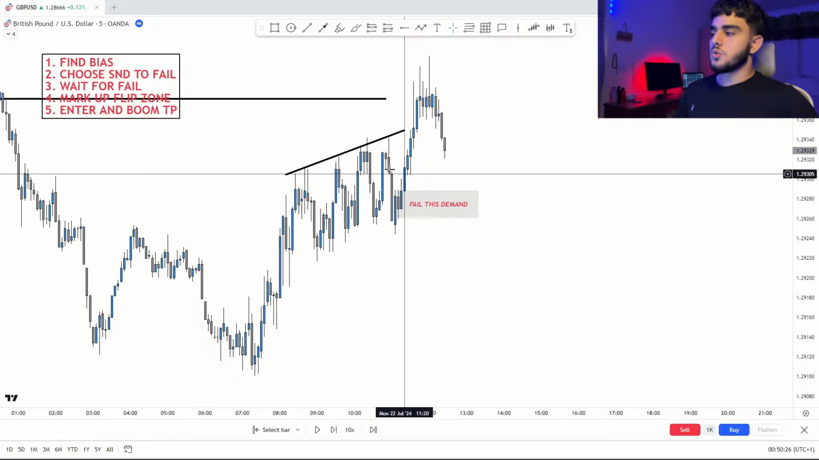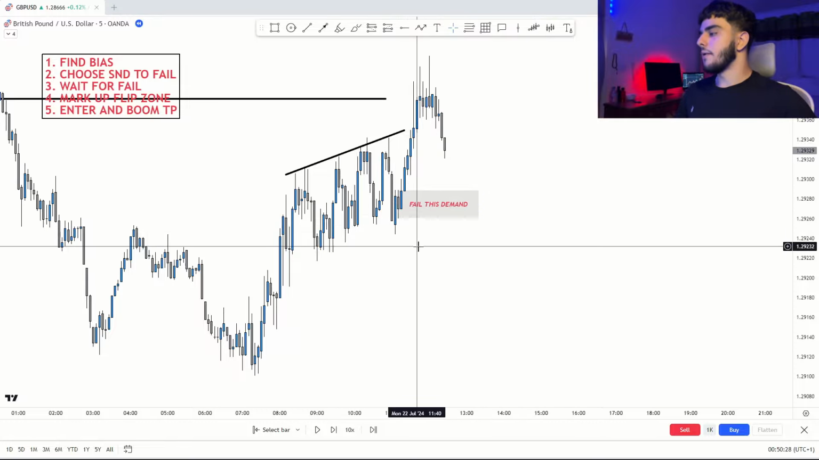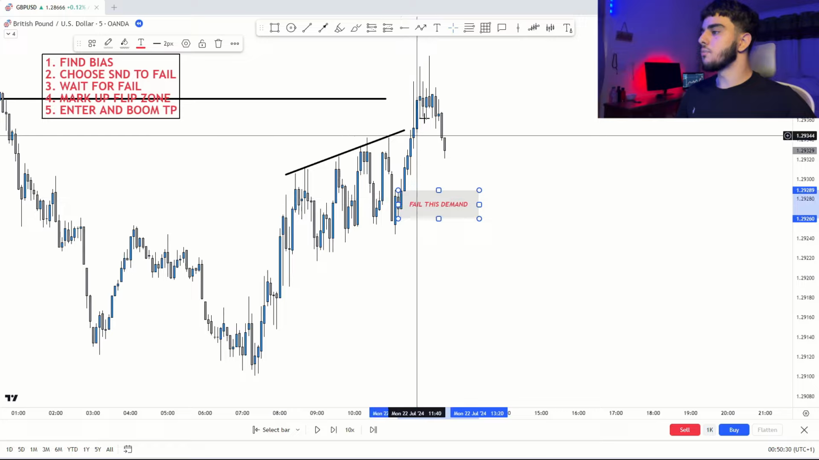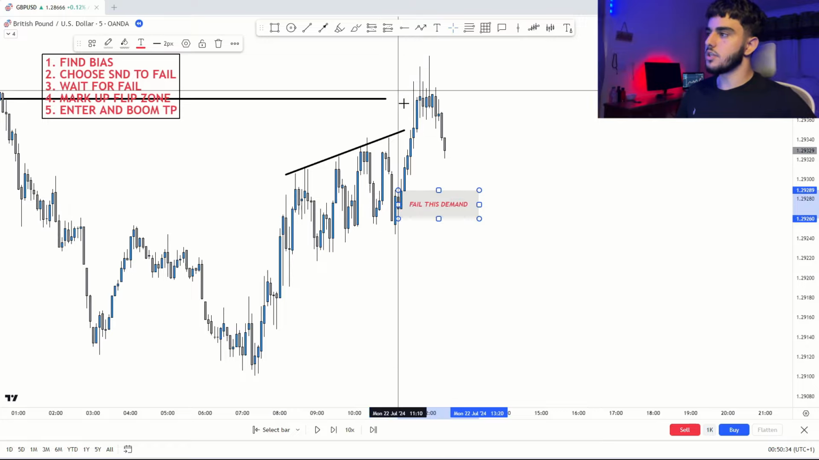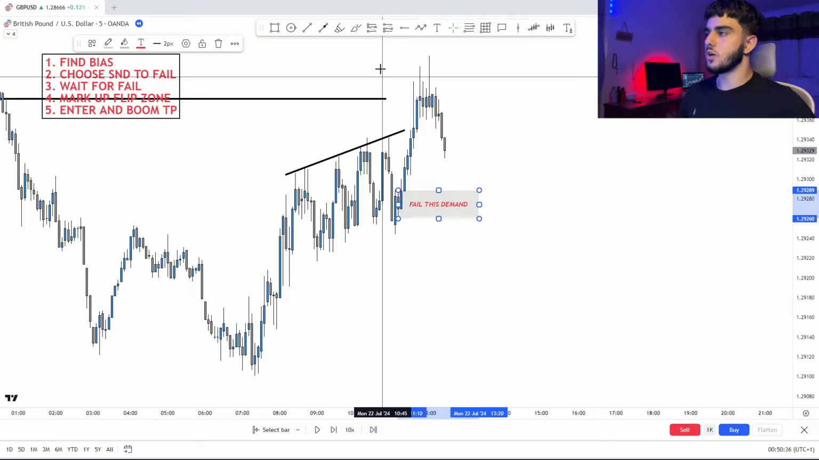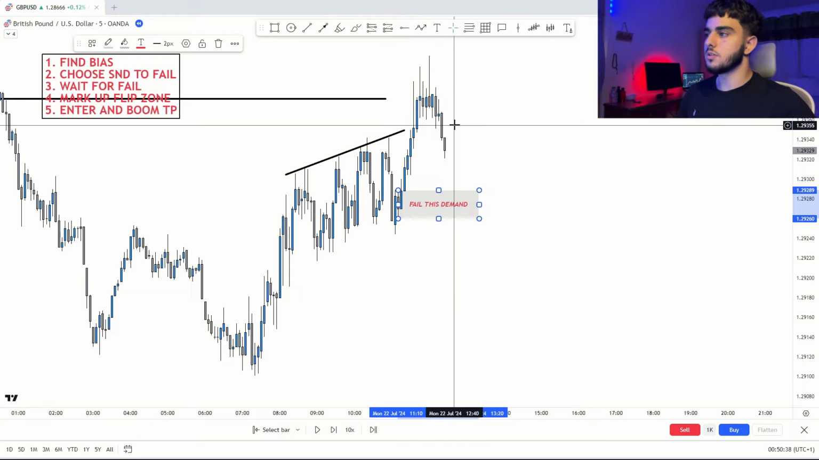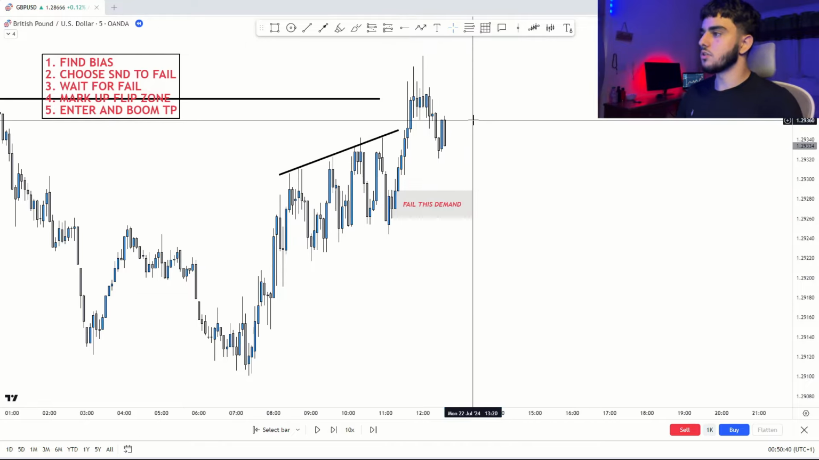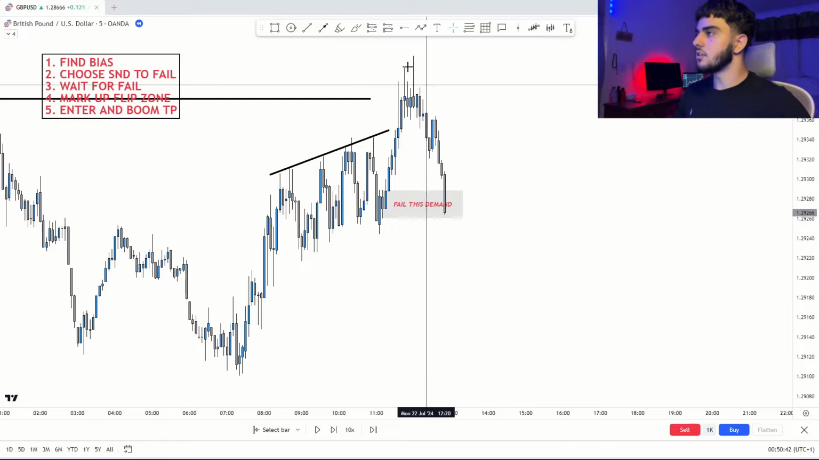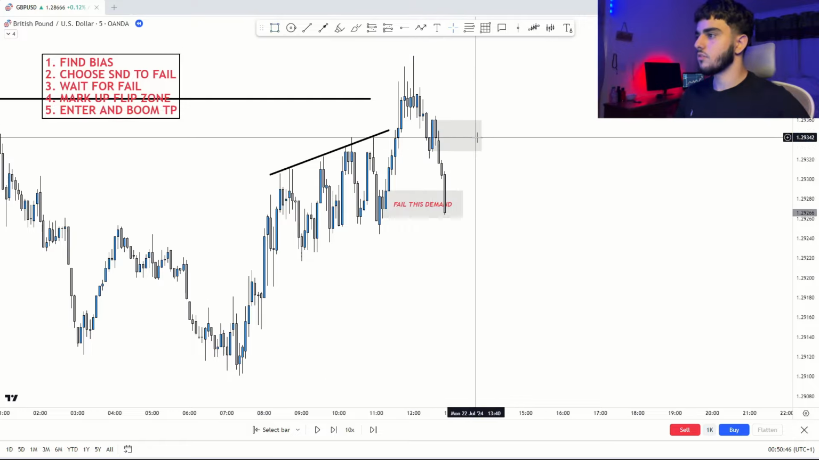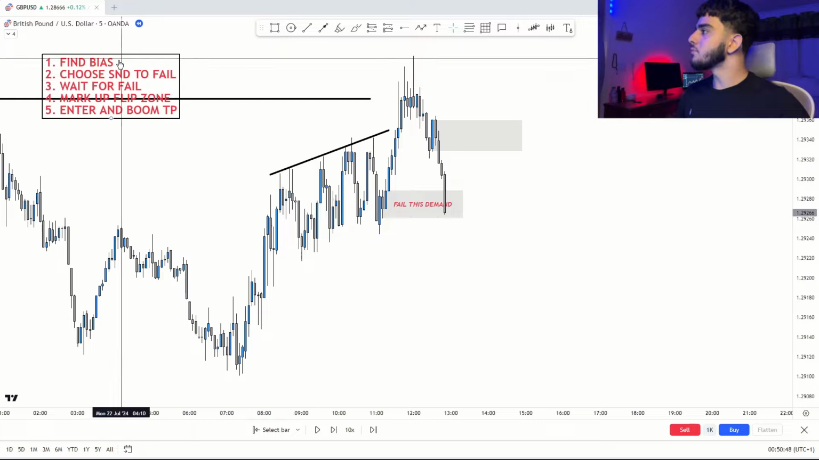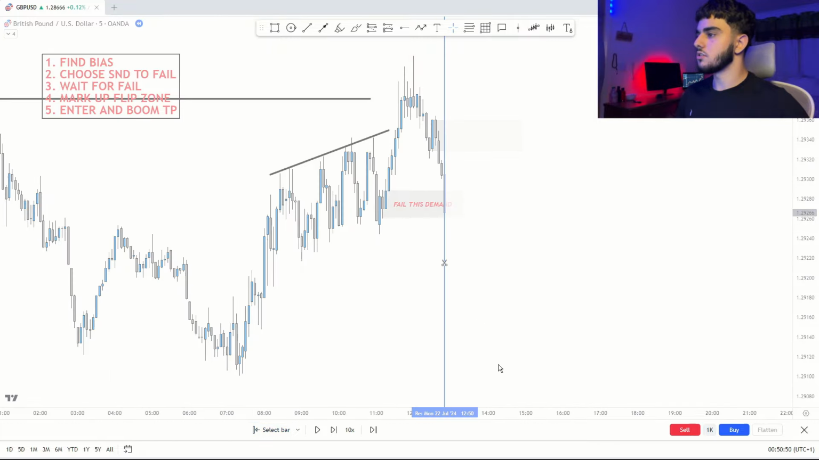Another thing about why I chose this demand, which is important, is that it's the most recent, most valid demand zone in relation to this area over here, which is where the bias was created, where the sweep is, right? And where my zone is, because my zone is this zone over here. So if I'm trading this zone, and let me just replay this here.